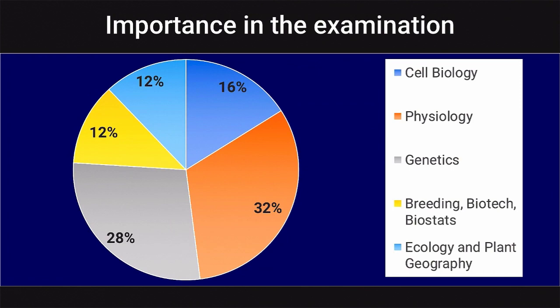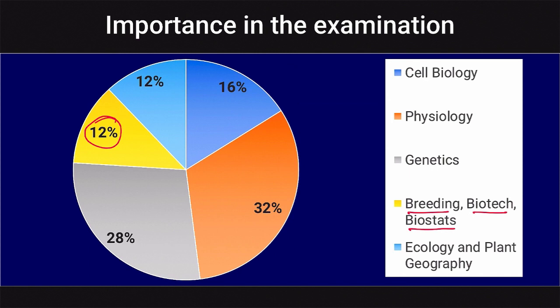This is the chart that you have got. In yellow color shaded region, you have got breeding, biotechnology, and biostats. If you remove the biostats, then breeding and biotechnology will be getting approximately 8% weightage in the overall paper 2. Seen that way, it has a small weightage, but that does not make it unimportant at all.